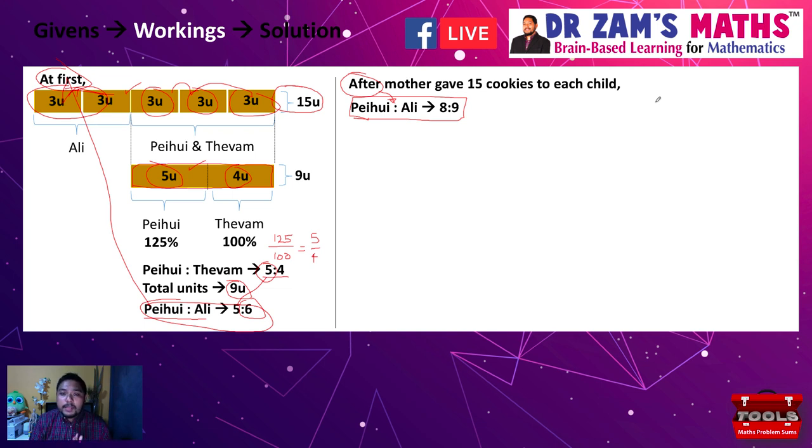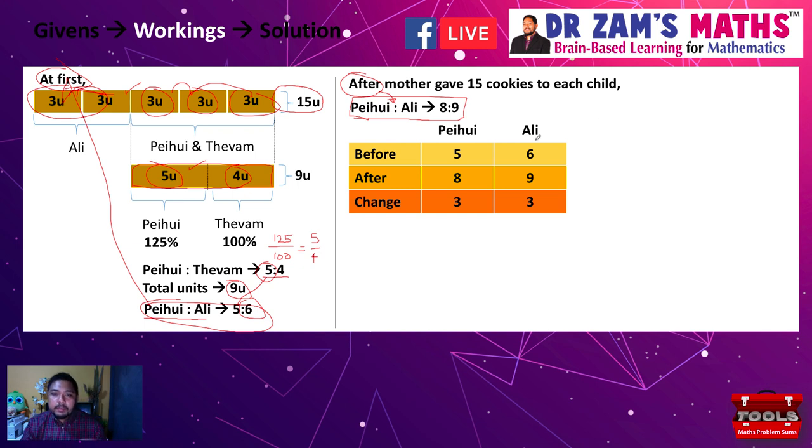So there is another problem sum strategy, which we call the before after change table, or before change after table. Doesn't matter. So normally they will just do a table like this, right? Very simple table. So Peihui, Ali. Peihui first is 5, Ali is 6. Then after that, because of something that my mother did, which in this case is 15 cookies mother gave to each of them, it now becomes 8:9. Right? So in this case, if your child needs to be clearer, your child can put the U here. So that means in this case it is U, or ratio, right?